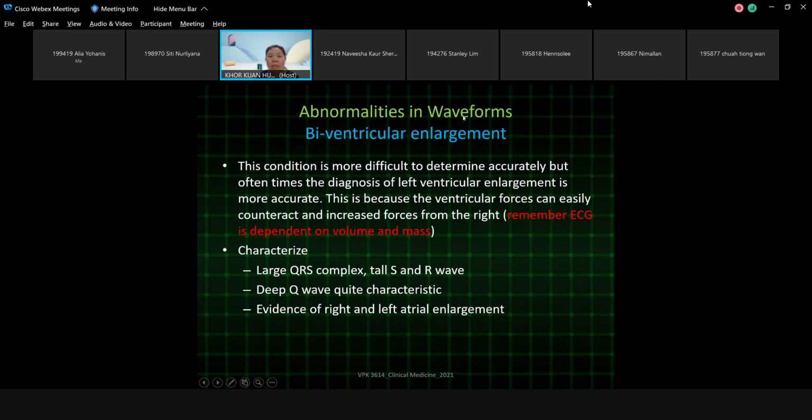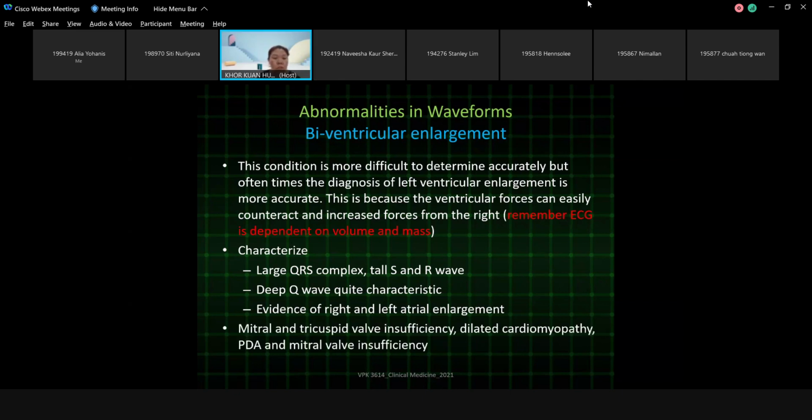But if you see some of these descriptions, you have a large QRS complex, a tall R wave rather than a deep S, or maybe a very deep Q wave, sometimes this might be quite characteristic. This will just tell you there's going to be a left or right atrial enlargement. Now the differential would then be mitral and tricuspid valve insufficiency, dilated cardiomyopathy, PDA.